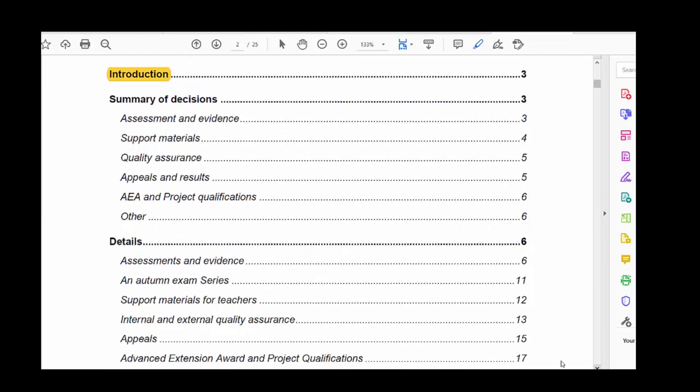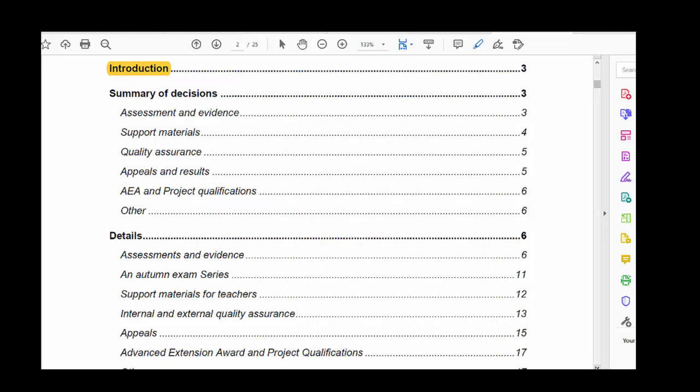the first two sections, so the introduction and then the summary of decisions, and then the details goes into detail of each individual part. So I'm going to be going through the introduction and then the summary of the decisions.